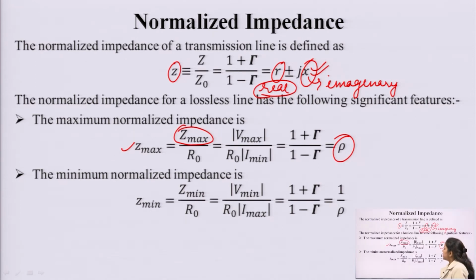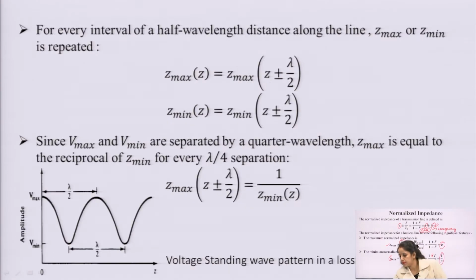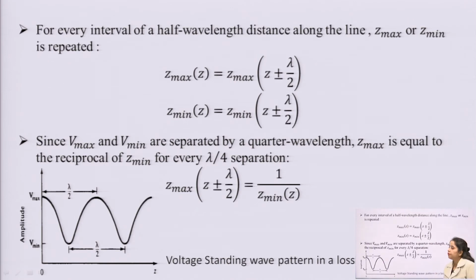And the minimum normalized impedance, small z min, is capital Z min upon R naught, V min upon I max R naught, and this is equal to 1 minus tau by 1 plus tau, and this is equal to the inverse of our reflection coefficient. And we know that for every interval of half wavelength along the line, Z max and Z min are repeated, and by how much distance are they repeated? By plus minus lambda by 2.